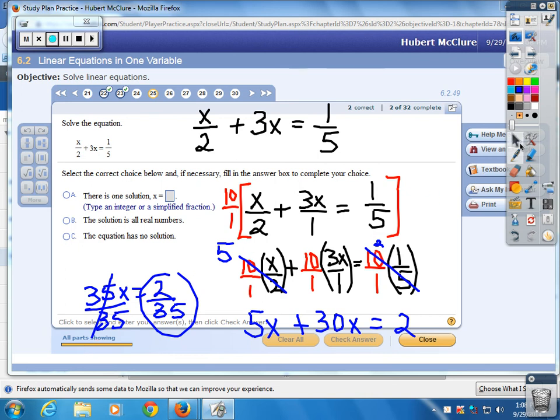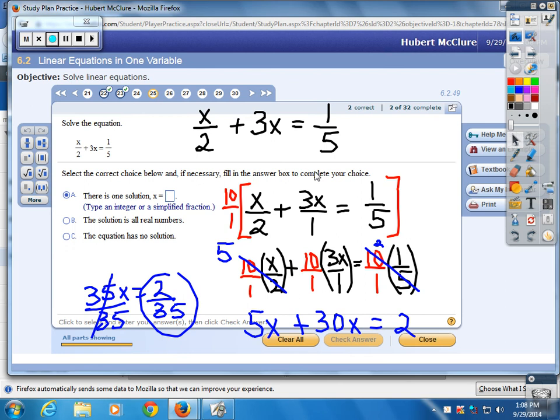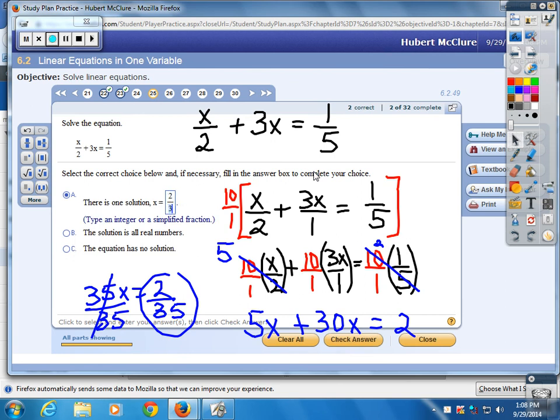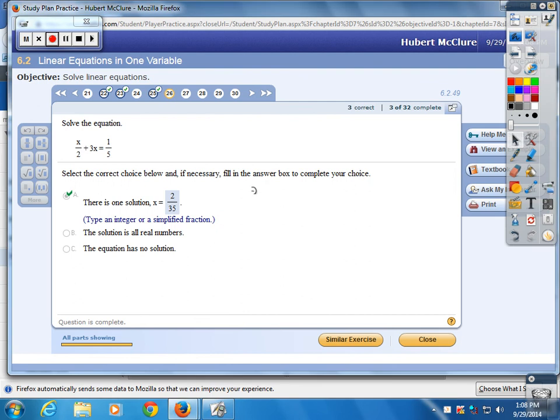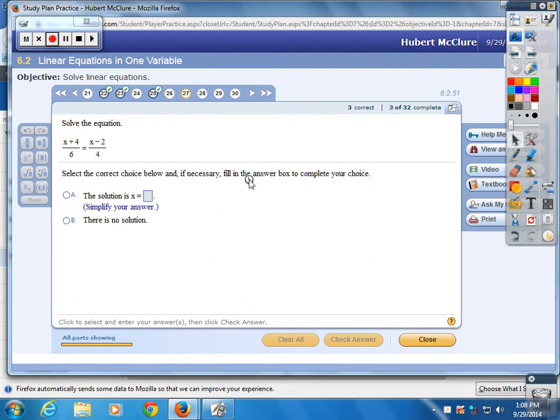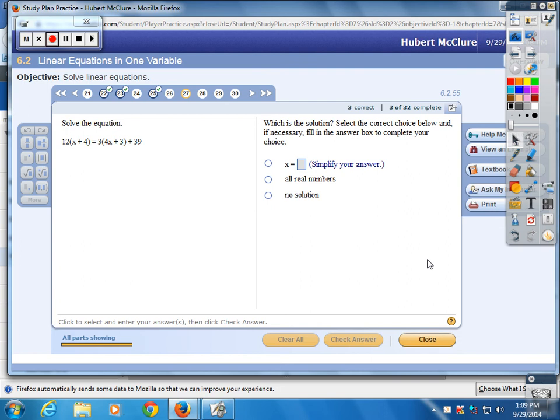Piece of cake. 2 over 35. See, like I said, most of the time your answers are going to come out to a number. All right, try that one.